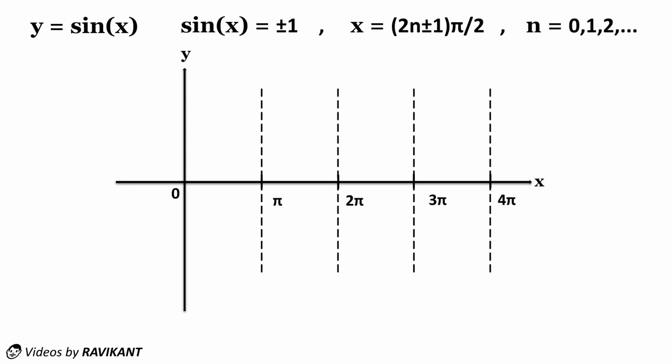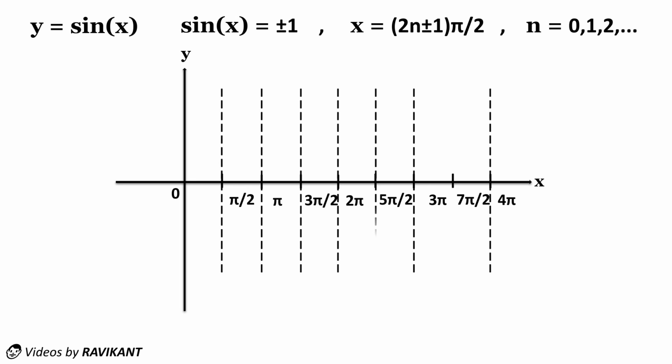You can see in this equation that the maximum value of the sine function is always 1 and the minimum value is always minus 1, if we put x equals 2n plus 1 times pi by 2 and 2n minus 1 times pi by 2 respectively, where n equals 0, 1, 2 and so on. So denote these points on the x-axis, and we get pi by 2, 3 pi by 2, 5 pi by 2 and 7 pi by 2. And also draw the vertical lines.